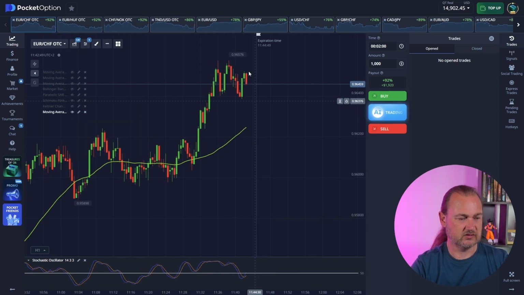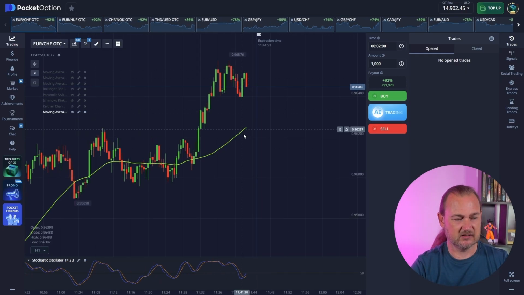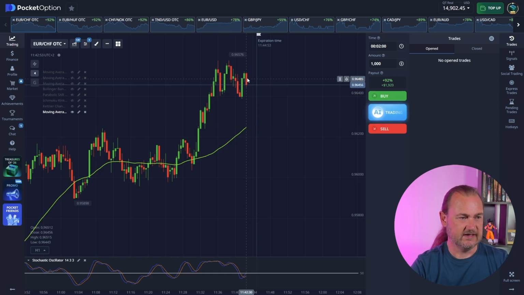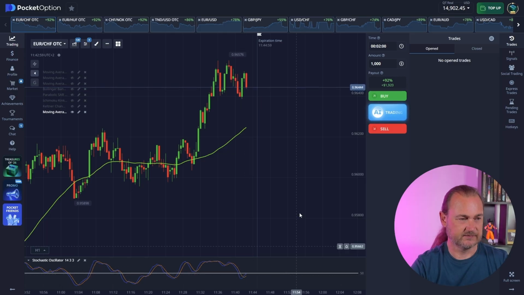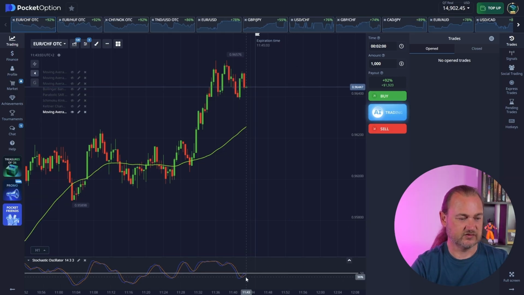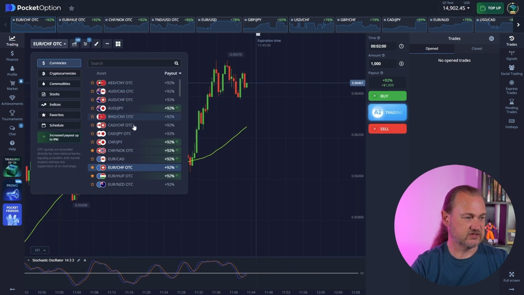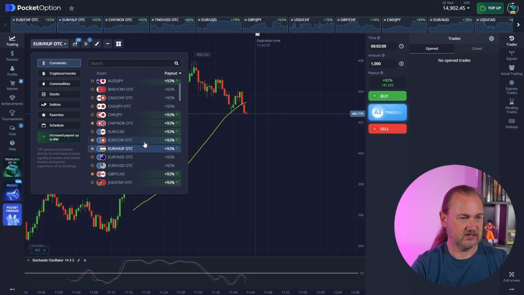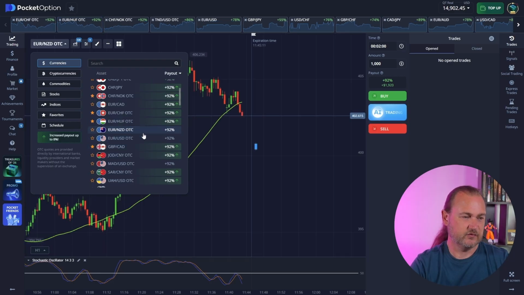Big push up here. I don't like this because we didn't really get close to the 50 moving average, and by the looks of it, if we get some red candles, this is not going to push back above 50 on the stochastic either. Yeah, we're starting to form a bearish crossover on the stochastic. So let's just take it easy and see if we find something else, maybe.